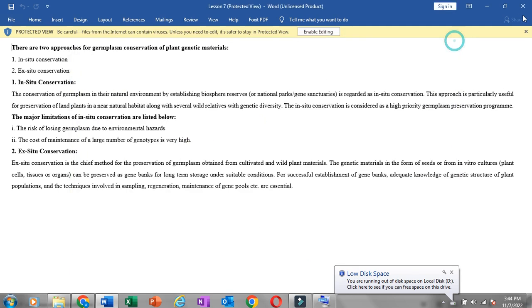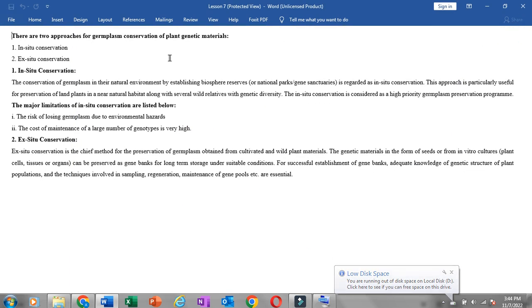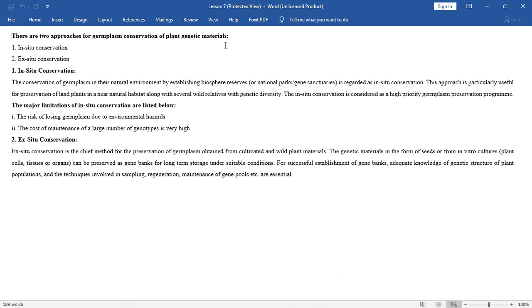There are two approaches for germplasm conservation of plant genetic materials: in situ conservation and ex situ conservation. In situ conservation means the conservation of germplasm in their natural environment by establishing biosphere reserves, national parks and gene sanctuaries, which is regarded as in situ conservation.